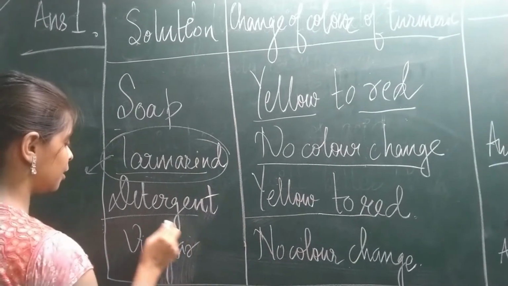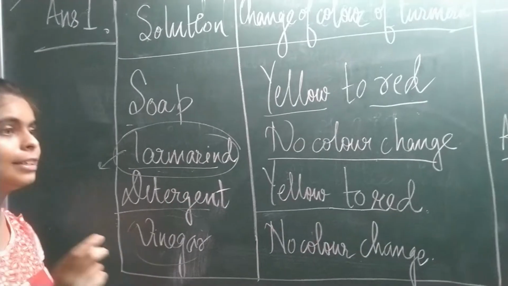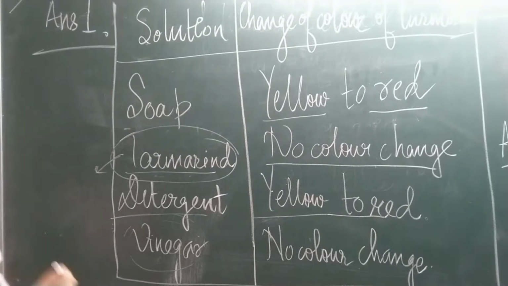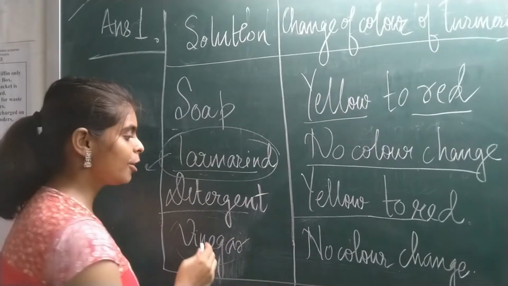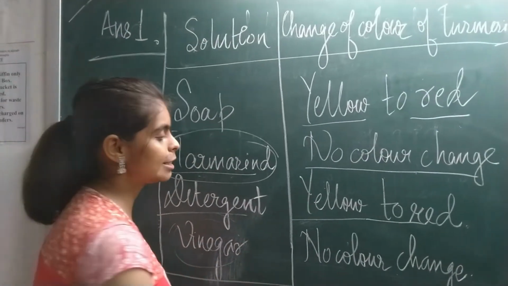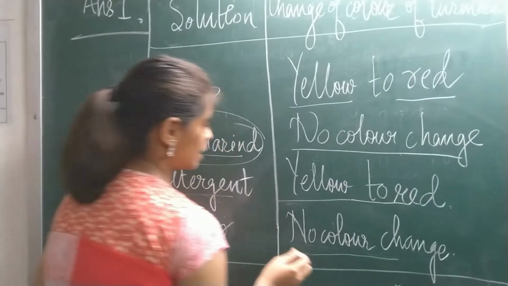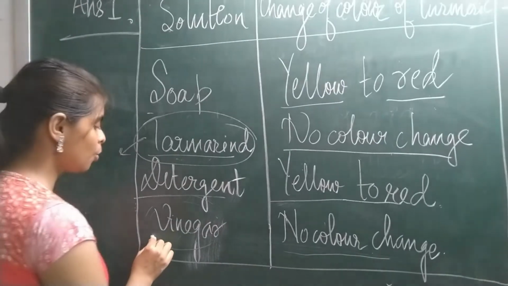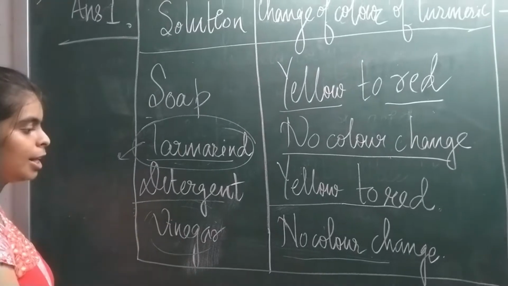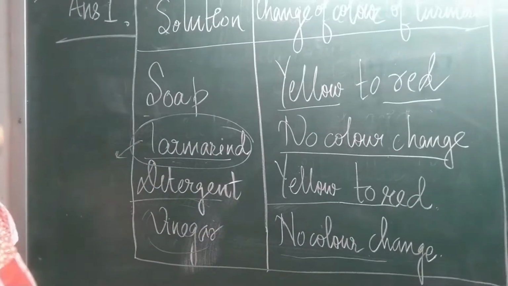Now comes vinegar. We also know that vinegar is an acid. Again, if we add some turmeric solution, there will be no change in color. So in presence of vinegar, there will be no change in color.